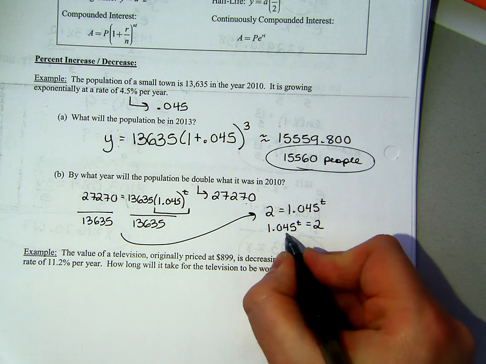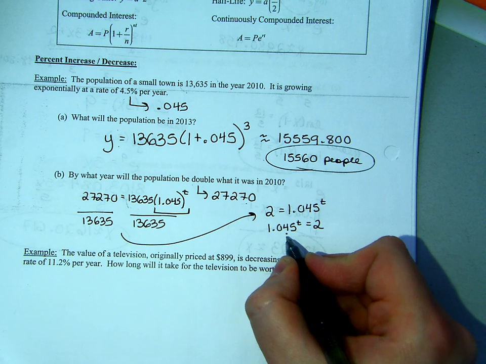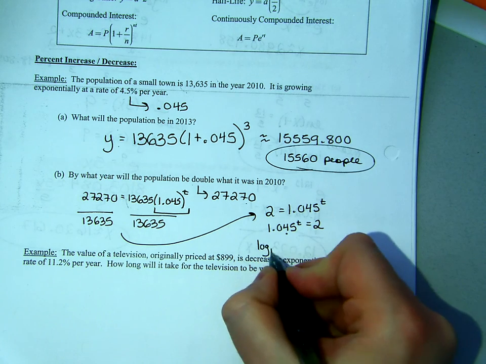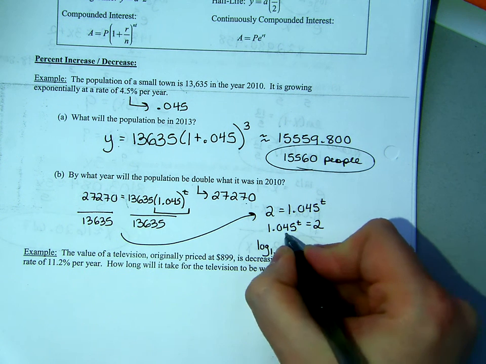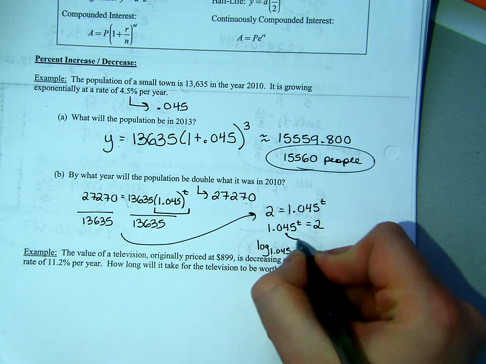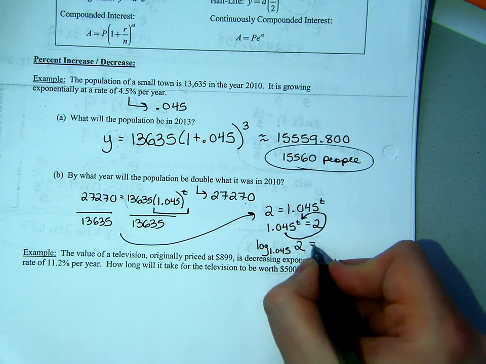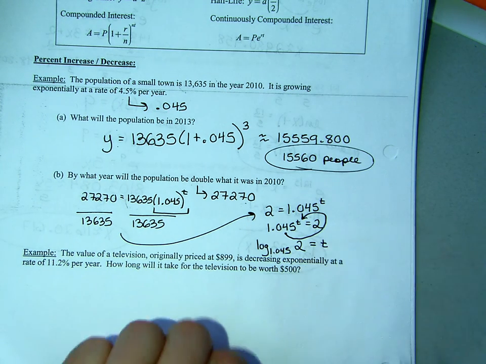Watch. Log base what? It's weird. That's okay. Not base 2. Using the doubling time, log base 1.045 of 2 equals t.